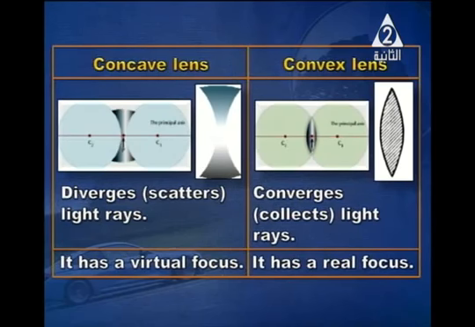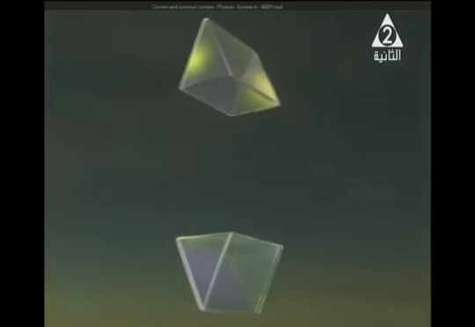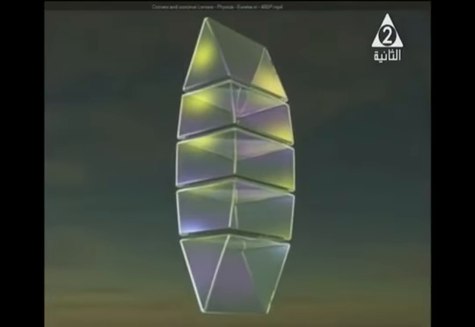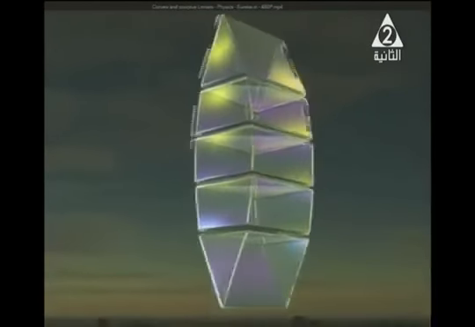Convex lens. This is the shape of the convex lens, which is thin at the two tips and thick at the center. The convex lens converges the light rays at a point called the real focus. All light rays after falling on the convex lens will converge after refraction to form the real focus. This is the real focus of the lens. And how does the convex lens work and form the real focus?